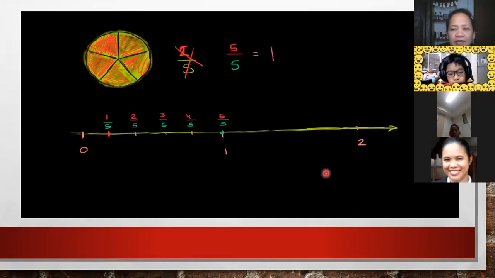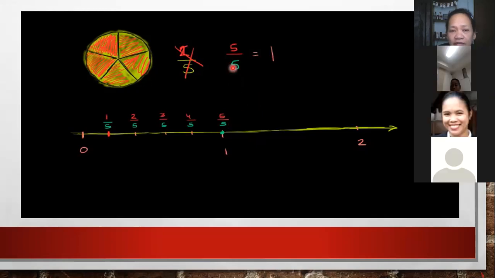So you understand the illustration about finding the fraction on the number line? Okay. So as you see, you divided into 5 equal parts and then put the denominator as 5 until you got 5/5 and equal to 1. Okay.